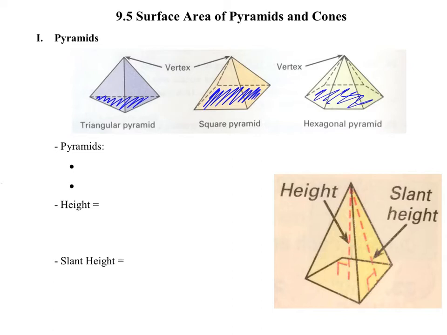So pyramids, what do I want to say about it? Flip my notes back over. And so one base. And all the other faces, or all the other sides, are triangles. So I'm going to say triangles for all other sides. Work for you?